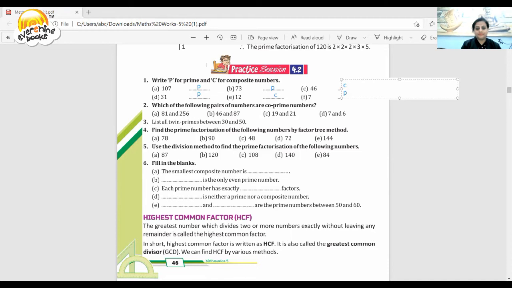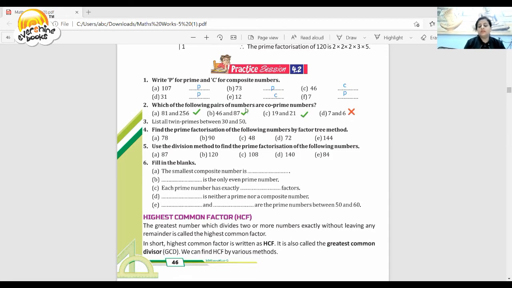46 is also composite and 7 is a prime number. Yes, students, co-prime numbers are numbers that have only 1 as a common factor. Like 81 and 256 are co-prime numbers. 46 and 87 are co-prime numbers and 19 and 21 are also co-prime numbers, but 7 and 6 are not co-prime numbers like this.